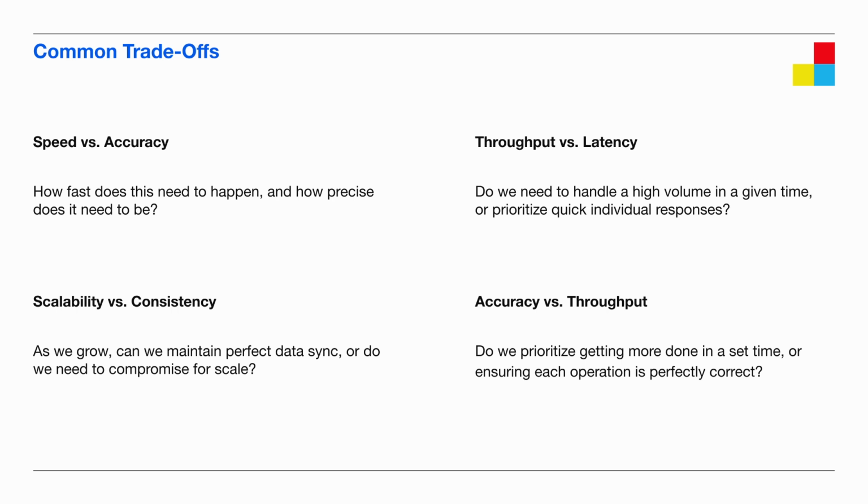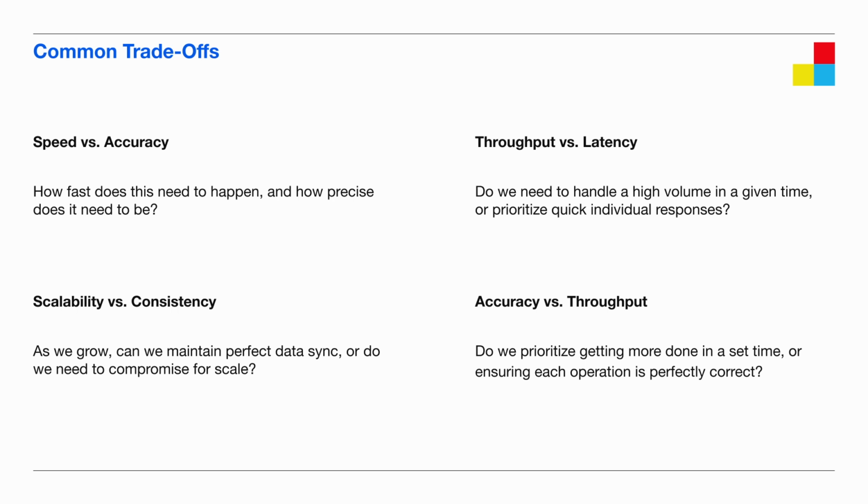For each functional requirement, ask yourself these 4 key questions. Speed versus accuracy. How fast does this need to happen and how precise does it need to be? Throughput versus latency. Do we need to handle a high volume in a given time or prioritize quick individual responses?